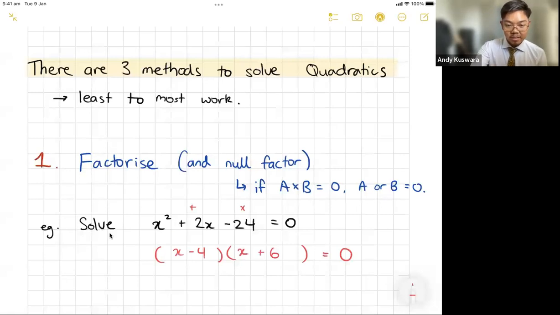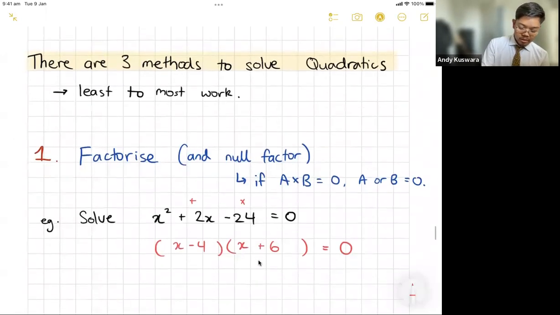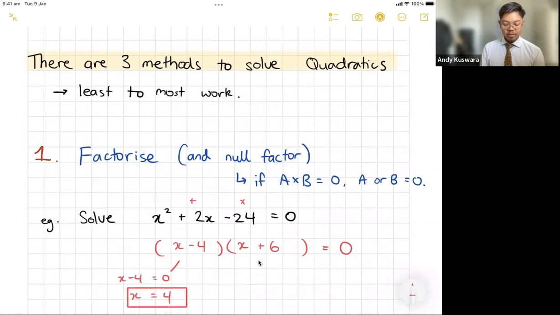Now I've factorized it, I can see this bracket times that bracket equals 0. So either this bracket equals 0 or that bracket equals 0. I could do it the long way, where x minus 4 equals 0, and then to solve for x, I'll just add 4 to both sides. That gives me one answer of x equals 4. For the other bracket, the value of x to make it 0 would be x equals -6, because -6 plus 6 is also going to give me 0. So those are your 2 solutions, x equals 4 and x equals -6.